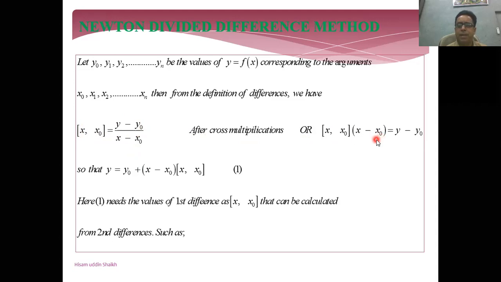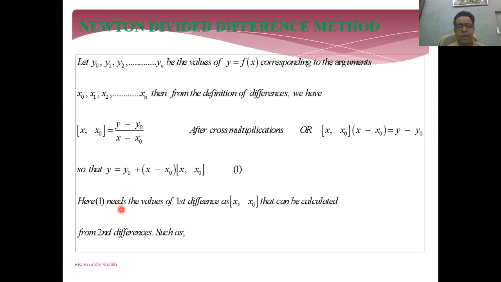After cross multiplying, this becomes equation number 1. This equation number 1 is calculated from the first difference. The problem here is that in the first difference, x is given and the other value is missing. So we cannot use this formula for any interpolated value. First of all, we remove this value. And how to remove it? For the first difference, we use the definition of the second difference and easily calculate the first difference.